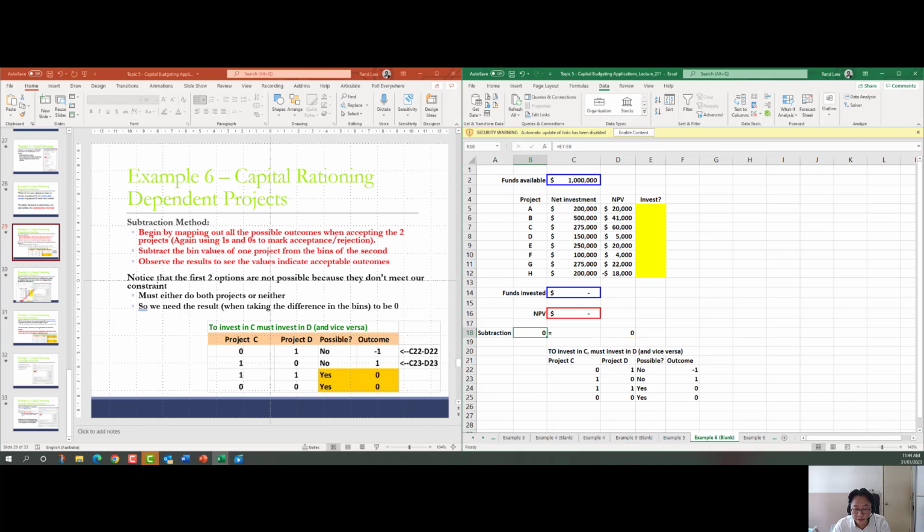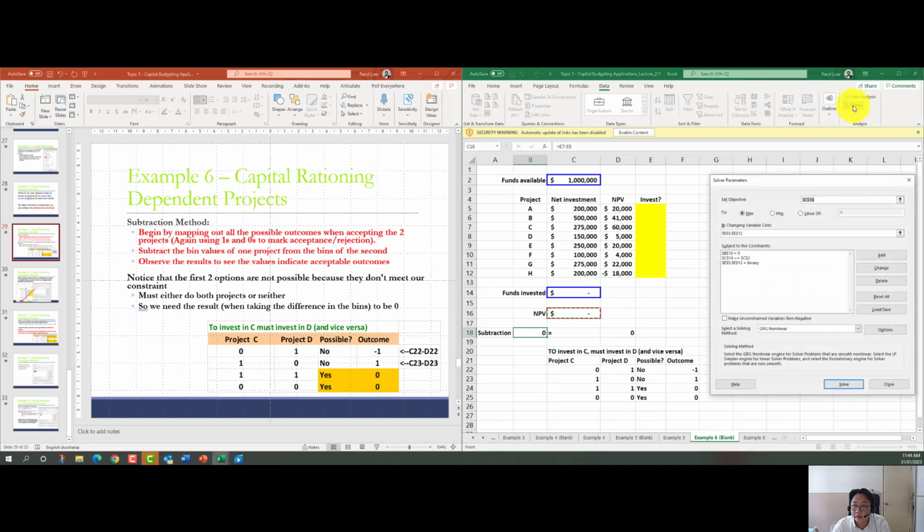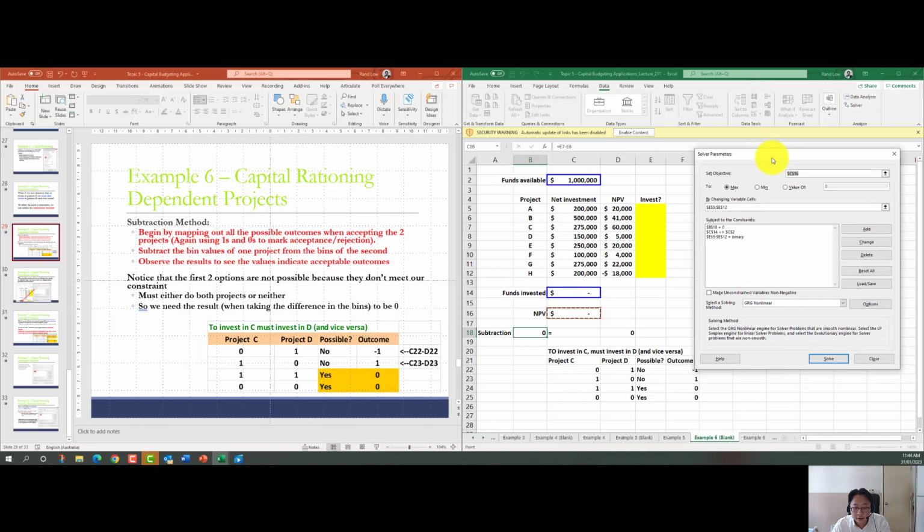Next, we're going to use Solver. What are we doing here? We set the objective, which is C16, to the maximum possible value by changing E5 to E12, which is our invest column. We set B18 to be 0, and B18 is basically project C bin minus project D bin. The other two constraints remain the same: C14, funds invested, has to be less than or equal to 1 million, and E5 to E12 must be binary numbers. Then we click on solve.